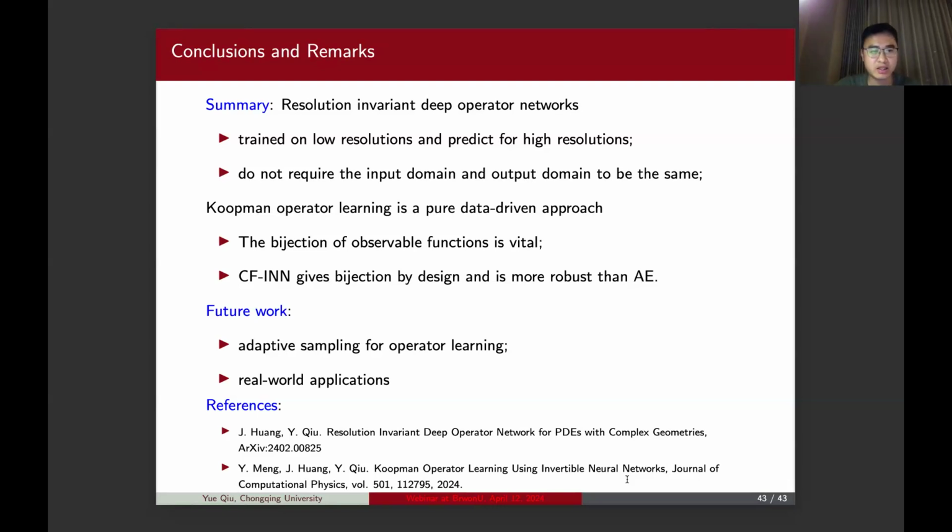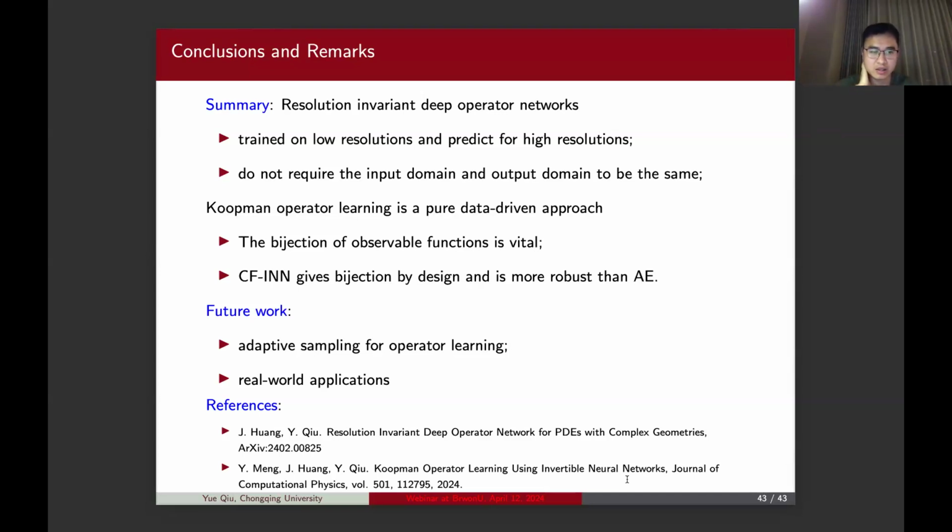And for the future work, I think we focus on two parts. The first is that we are interested in adaptive sampling for the training, not only for the training, but also for the solution of high-dimensional Bayesian inverse problems. The adaptive sampling also helps to reduce the computational cost. And the second part would be real-world applications. It may give us new ideas to improve or propose new architectures of deep learning models.